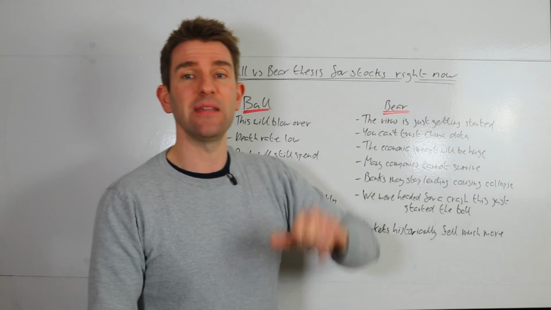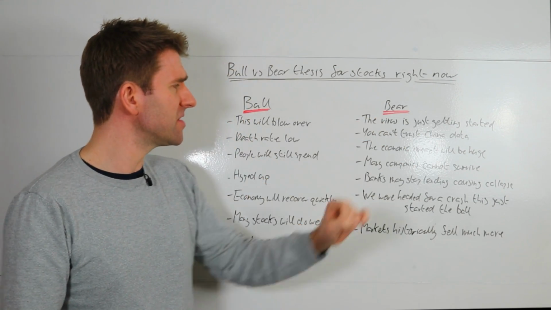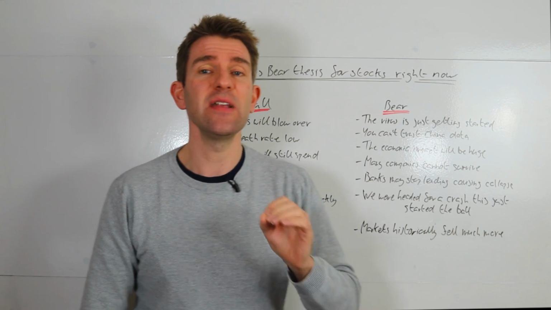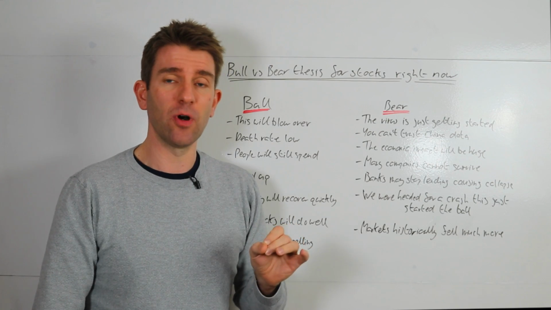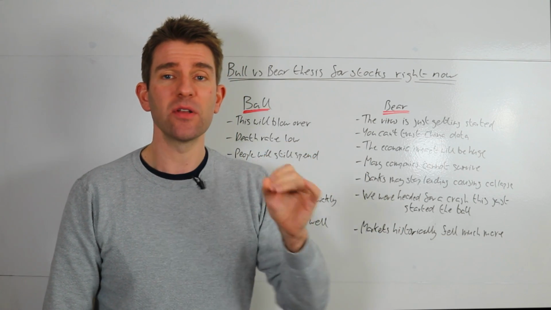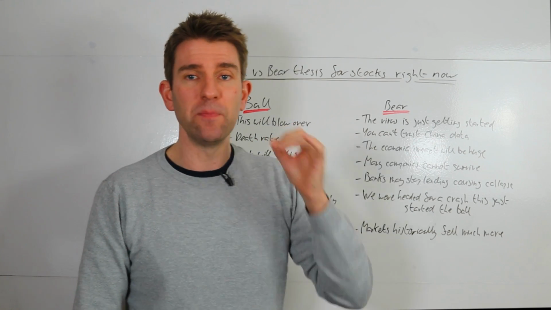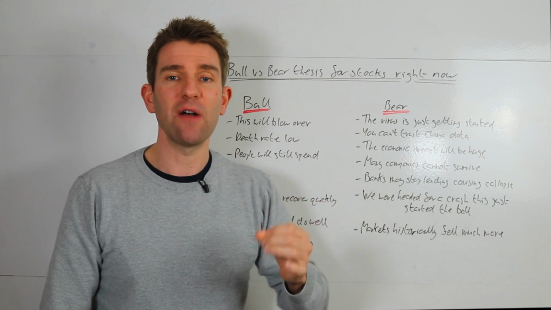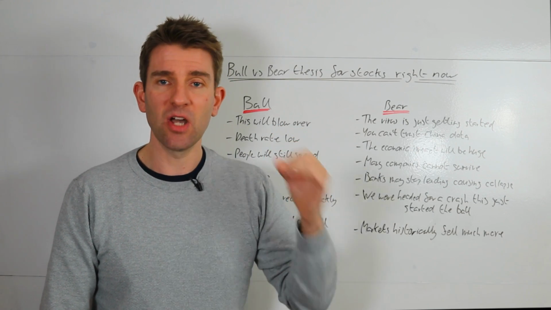Right, let's look at the bear thesis. So the bear thesis says, hey, the virus is just getting started. We are just seeing the very tip of the iceberg. It's about to rip through the population of multiple countries. We're starting to see countries locked down. We're going to see bigger countries, bigger economies locked down, no business being done, no travel, no people spending money, companies going bust.